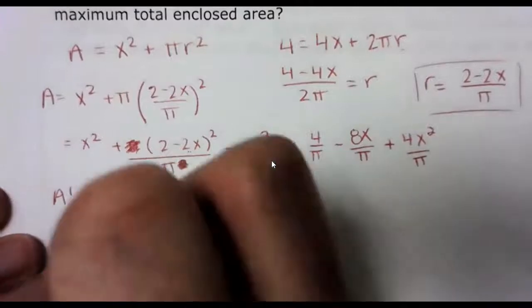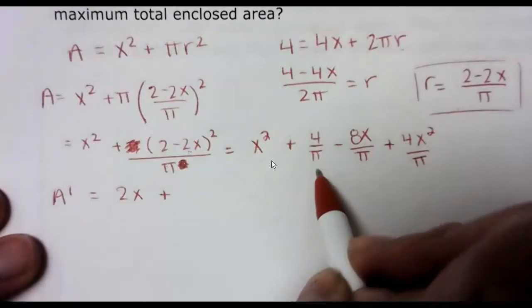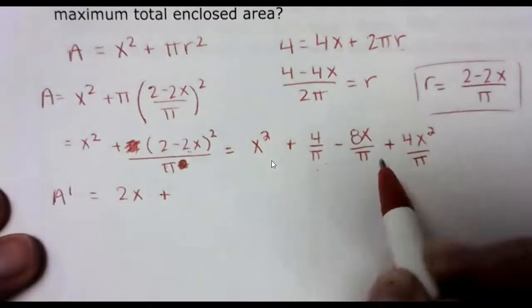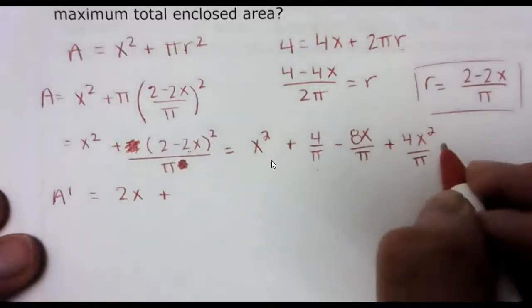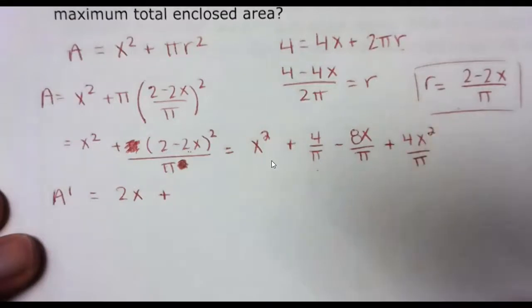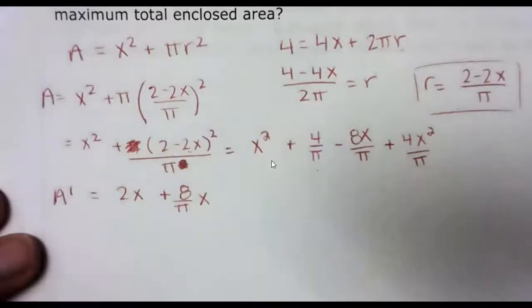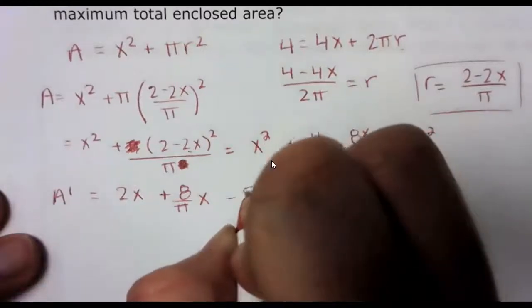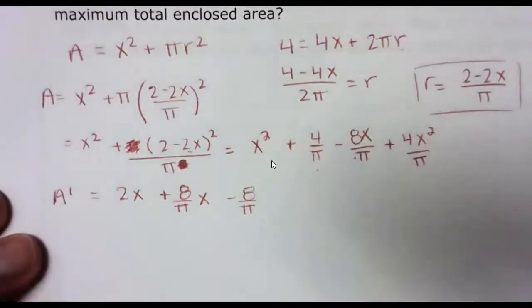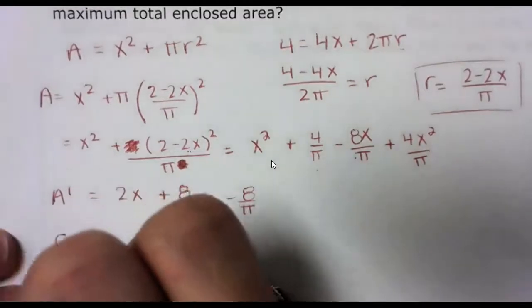So A prime would become 2x plus 4 over pi is a constant, so that zeroes out. If we do the second x squared here to get the x's side by side, 2 times 4 is 8 over pi x. And then the derivative of 8 over pi x is minus 8 over pi. And then, as usual, we set that equal to 0.